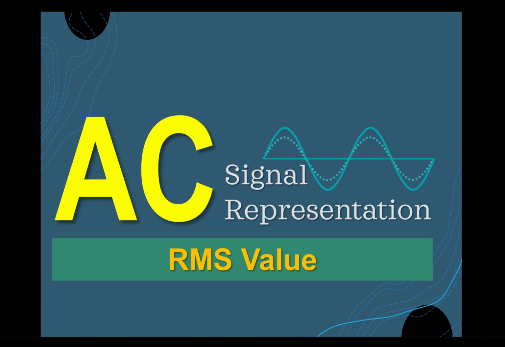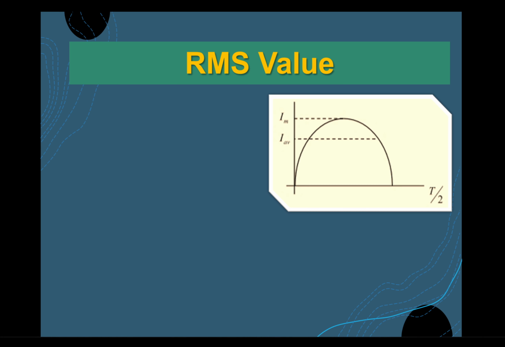The root mean square value, or RMS. So here in AC signal representation, given a half cycle waveform, same with the average value. RMS, or the root mean square value, gives us a value wherein the power of AC, or the alternating current, is equal to the power of the direct current.